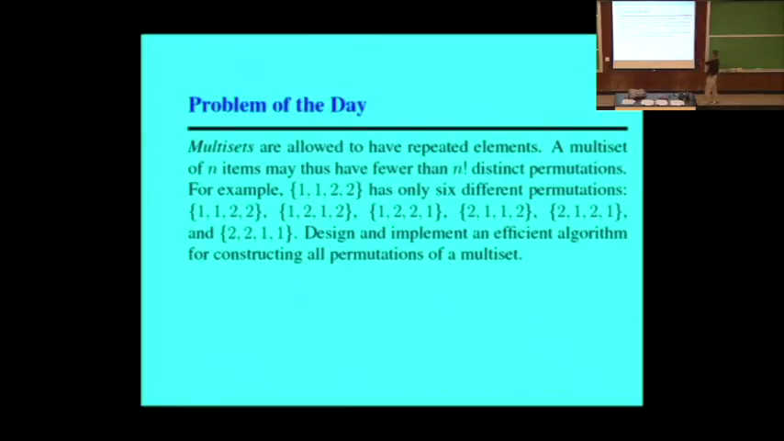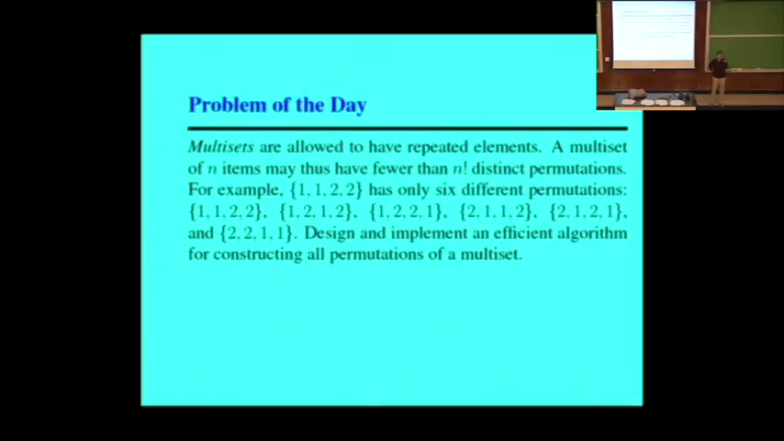Does everybody see that if I give you the items 1 through 4, you might say there are 4 factorial permutations of that, 24 distinct permutations. Does everybody see that if I have duplicates, that's not true? In fact, according to this, there are only 6 different permutations. So if I give you a set of n things where all are distinct, there's n factorial arrangements. If I allow duplicates, there can be far fewer arrangements.